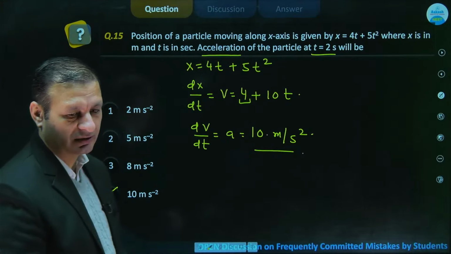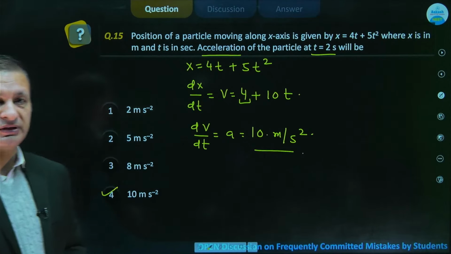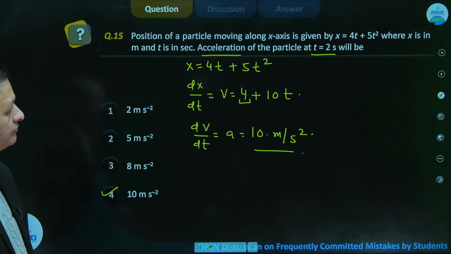Any doubt from this part? Rishabh has given me the right answer. Good, Rishabh.